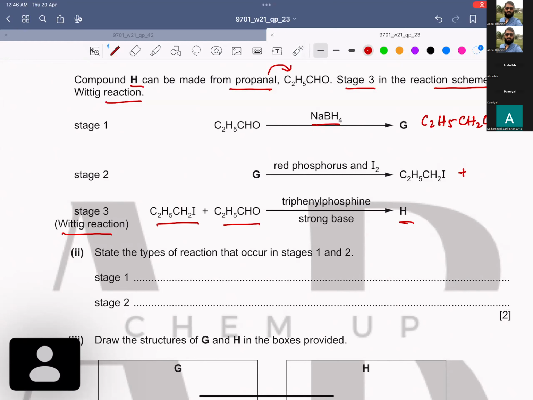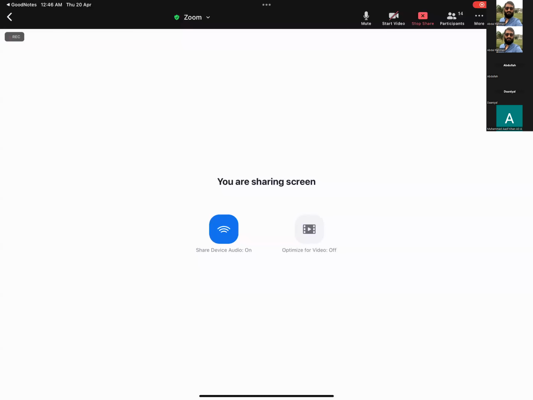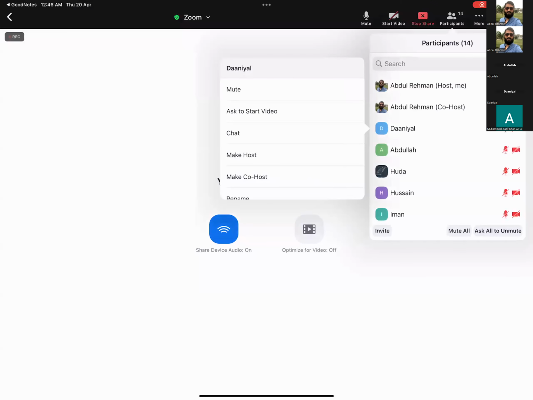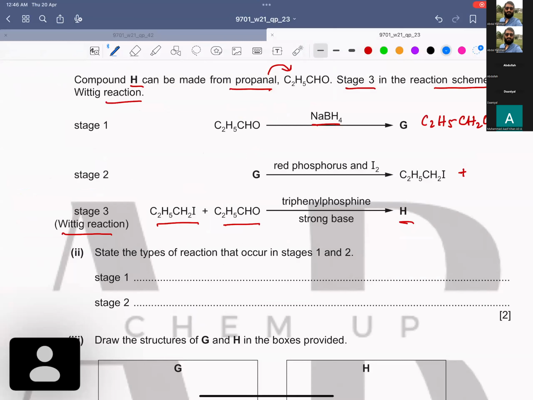So state the types of reaction that occur in stage 1 and stage 2. Stage 1 has the reducing agent. Kindly mute, please. Whose mic is on? Okay, so state the type of the reaction that occurs in stage 1 and 2.